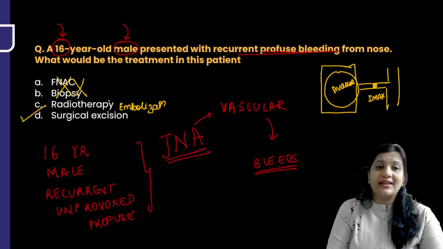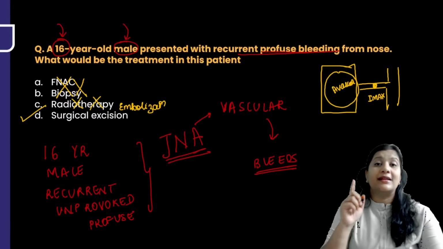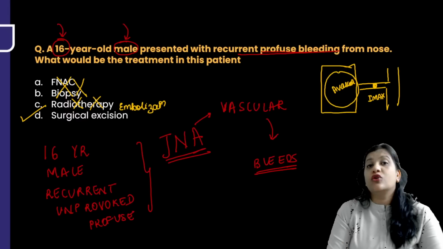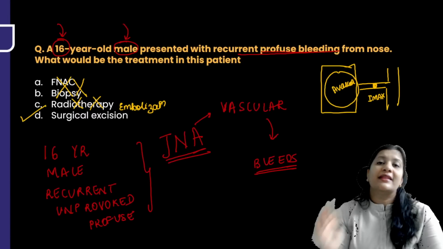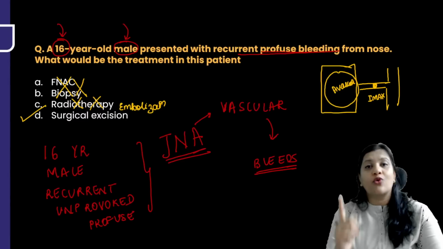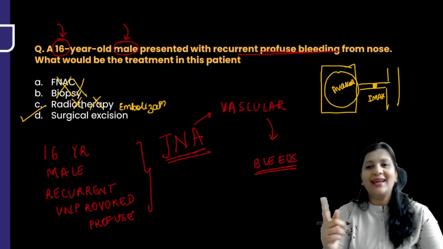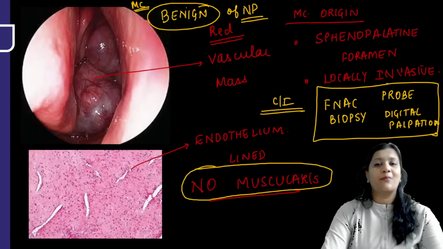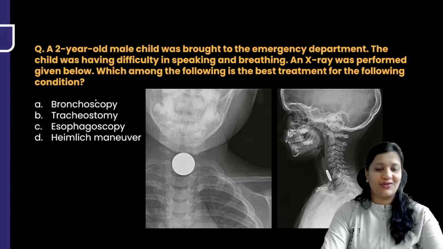It's a benign lesion, so radiotherapy has not much role. It is only indicated in patients where the tumor is inoperable, or if there are multiple recurrences, then there is some role of radiotherapy. But the primary treatment is never ever radiotherapy. The primary treatment is always embolization followed by surgical excision. So I hope all of you got the important pointers of juvenile nasopharyngeal angiofibroma here. Let's go to the next question.